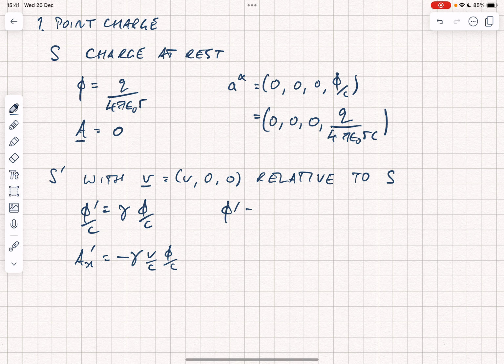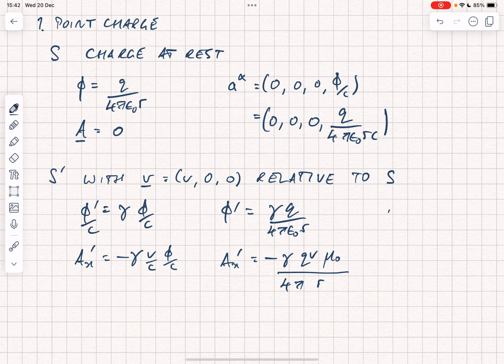And if we just rewrite those, we find that phi primed itself, not phi primed over C, is now gamma Q over 4 pi epsilon naught R, and A x primed is minus gamma, then we're going to have a QV, and then there's a mu naught. The mu naught comes from this pair of C's, which gives us a C squared, and then a 1 over epsilon naught. So 1 over C squared is epsilon naught mu naught, and epsilon naught mu naught over epsilon naught is just mu naught. And then that's then divided by 4 pi R.